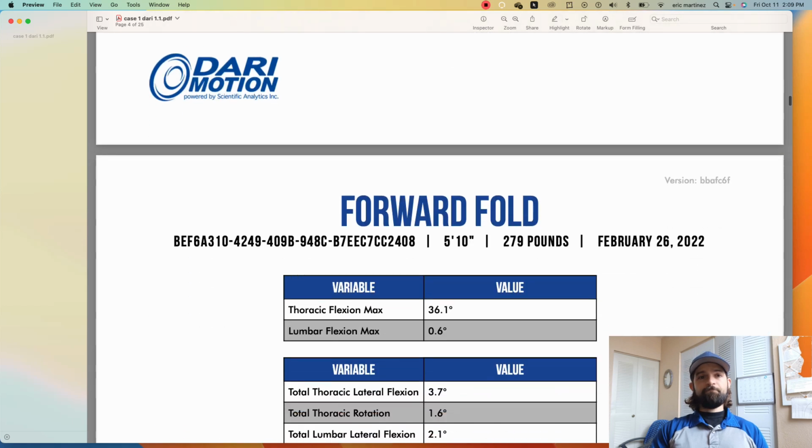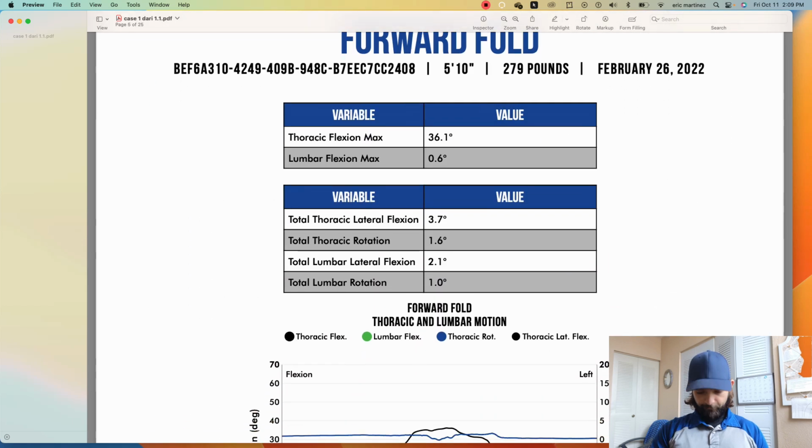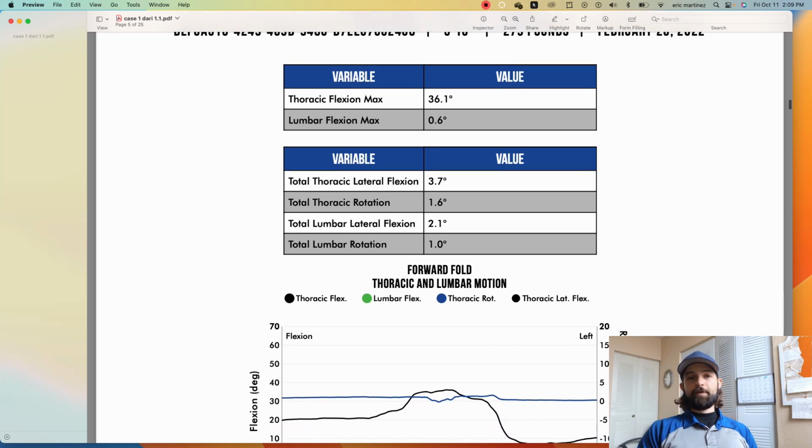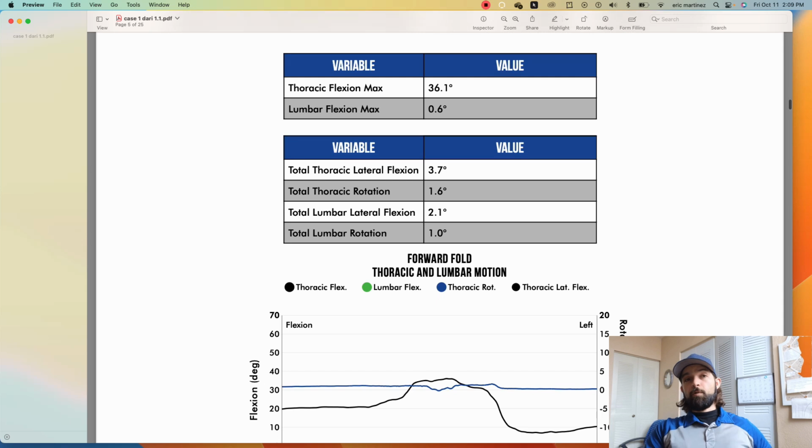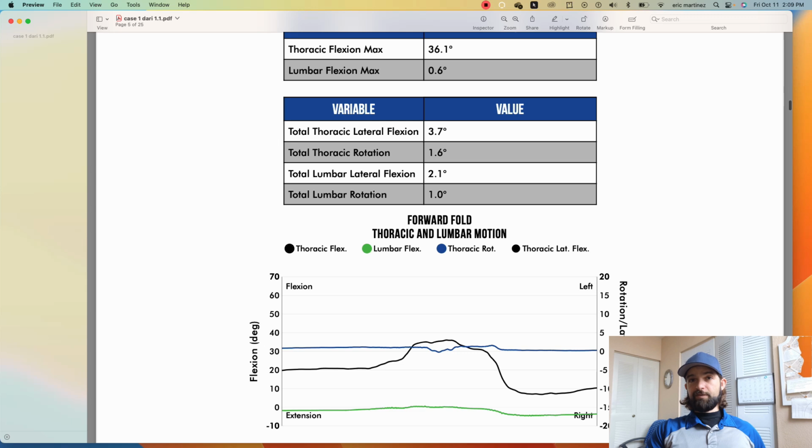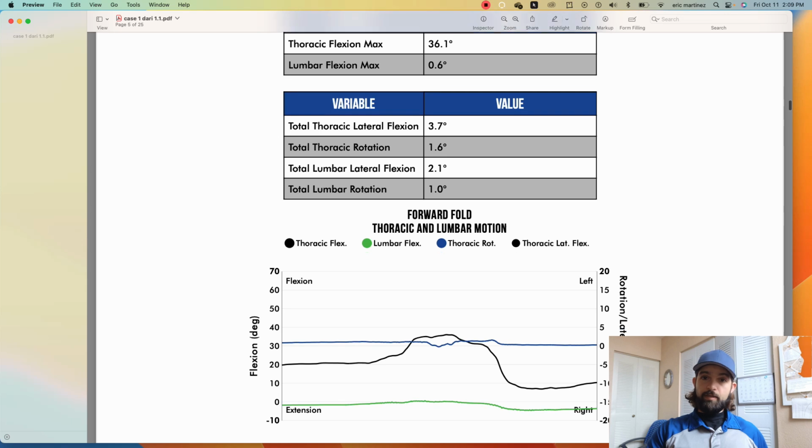Looks pretty good from there. Bending forward, so actually rolling your body down forward. Looks pretty good. So what we want to see is a lot more thoracic mobility versus lumbar mobility. And then we want to see that you're even between left and right, so you're not turning while you're reaching your toes. Pretty good.